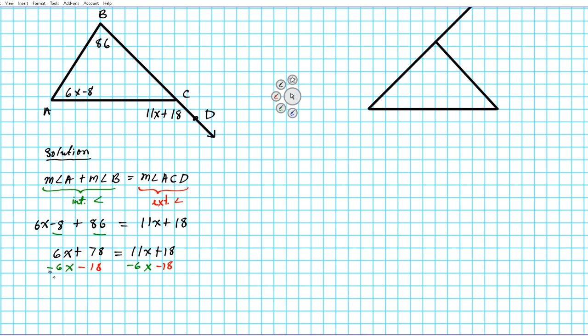All right, if we do that, on the left side the 6x's add up to 0, and on the right side 18 minus 18 is 0. So 78 minus 18 is 60. And then 11x minus 6x is 5x. To get x by itself, we just simply divide both sides by 5. Divide by 5, divide by 5. And then we have x equals 12. Okay, so that is the answer to question number 1.